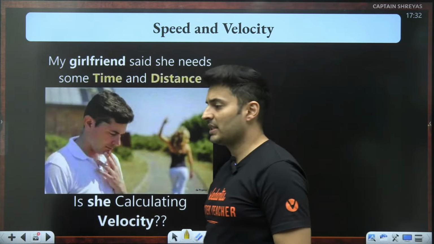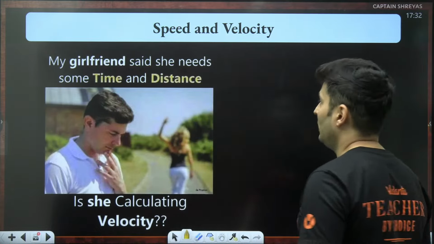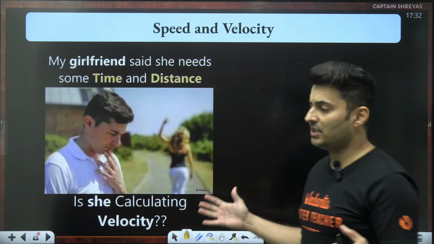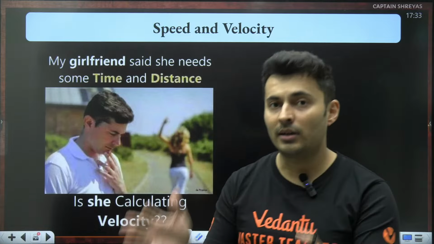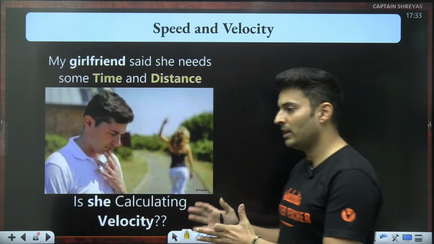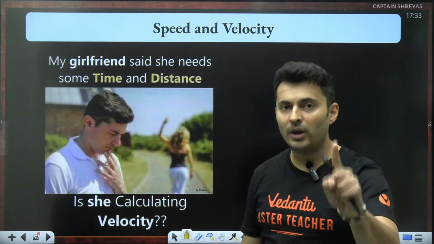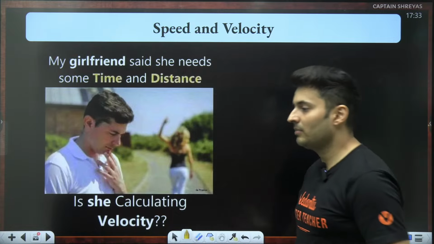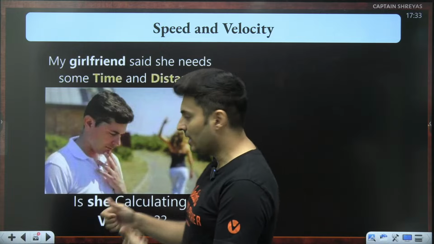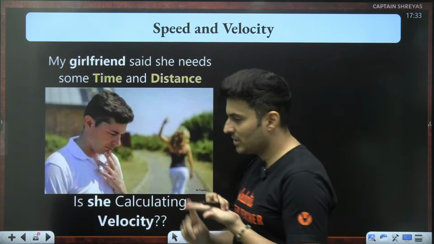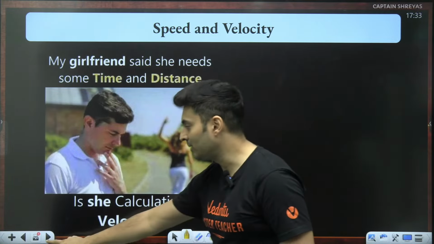So whenever Champa says to Pandu that I need to move away from you, I need some space, I need some distance and I need some time, that means Champa is asking for her velocity. Understand that. So anytime any girl or any boy is saying, I need some distance from you, I need some time from you, what they actually mean is I am calculating velocity. So you can ask them how much distance, you can ask them how much time, and divide the two numbers and what you get is the velocity. Keep that in mind. Okay.